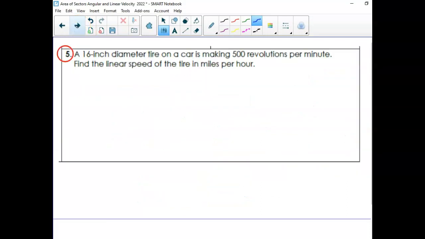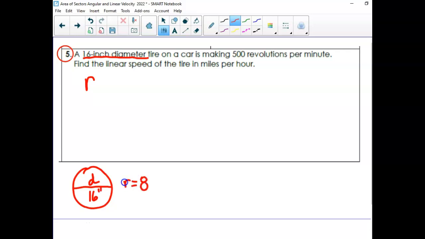I'm going to skip down to number 5. This is very, very similar. It's just going to require some extra steps. First of all, 16 inches in diameter. What do we need for our formula, or for any of our formulas? The radius. Is everybody good with that? Diameter is all the way across. So the radius would be 8. Is everybody okay? Remember that vocabulary?